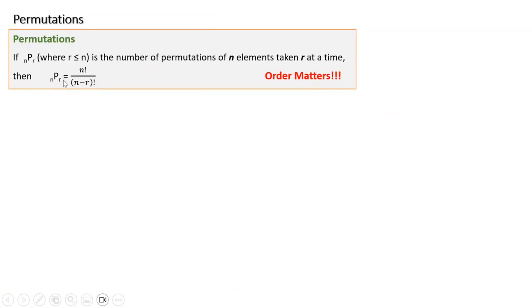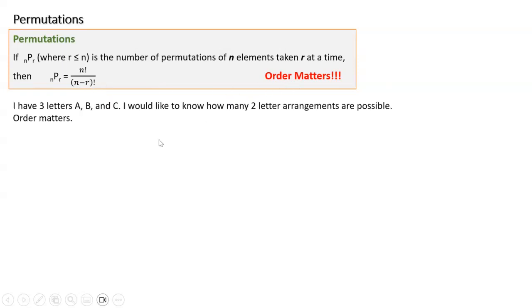The permutation is called nPr, which means nPr, for r less than or equal to n, is the number of permutations of n elements taking r at a time. This is the formula for permutation: nPr is equal to n factorial divided by (n minus r) factorial. And here, guys, the order matters. Now let me show you what's the difference between this one, permutation, and combinations.